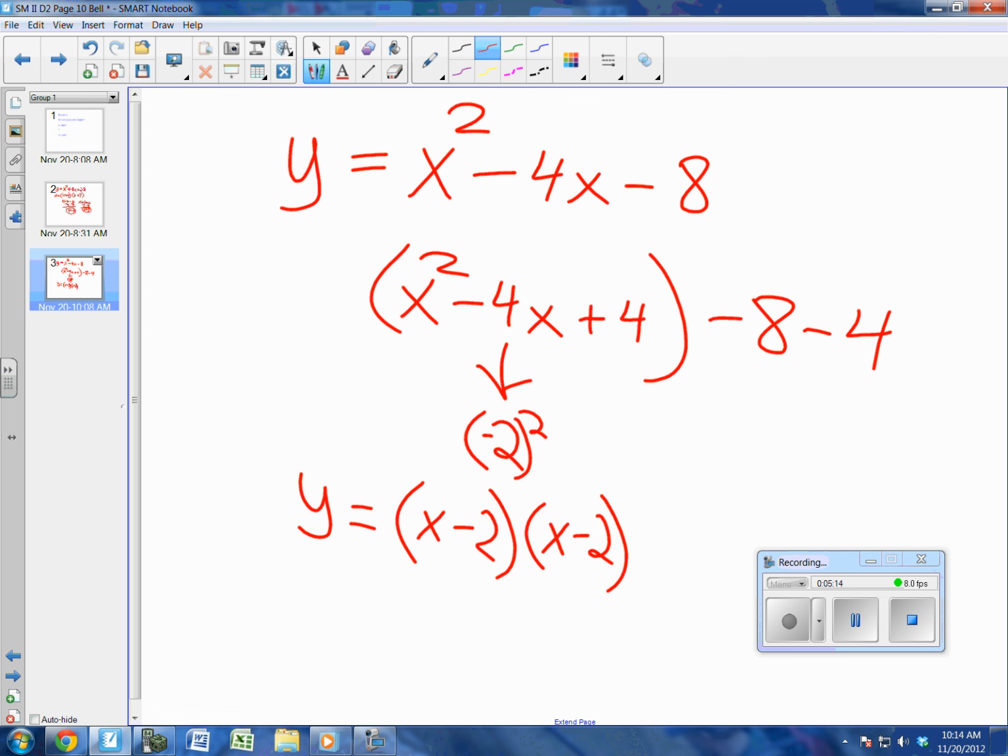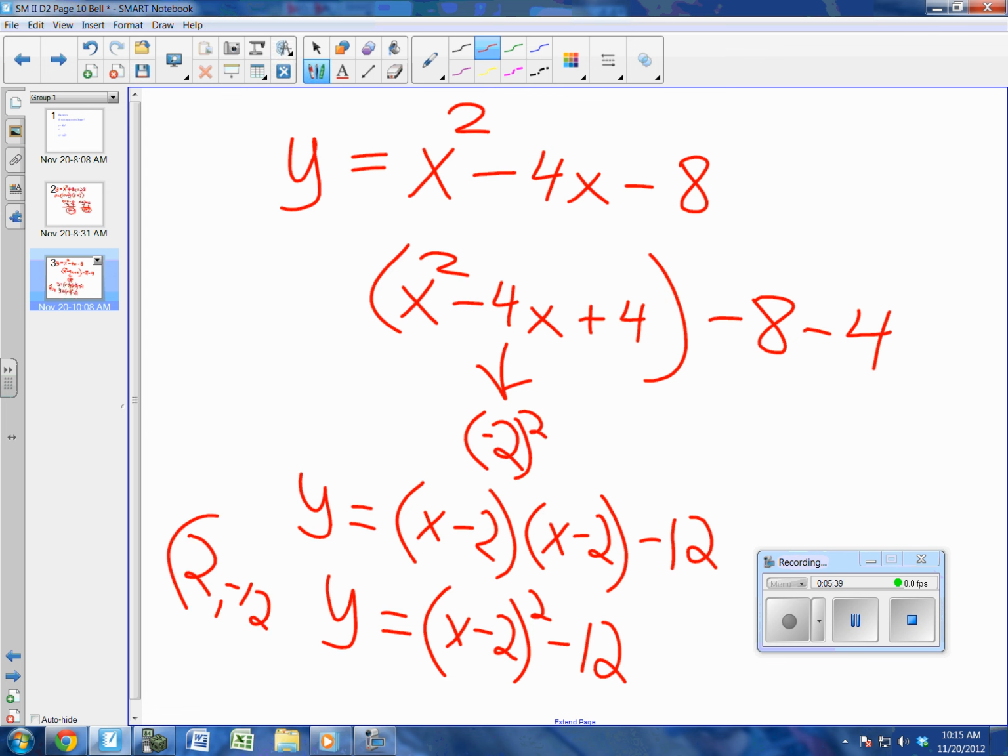And what's negative 8 minus 4? Negative 12. So you guys all had negative 12 as your second number, coordinate. So now, if I write this the short way, x minus 2 times x minus 2 is what? X minus 2 squared. So what's my vertex, everybody? It's positive 2, negative 12. Any questions on that one?